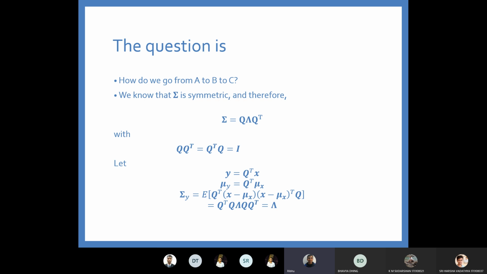So all symmetric matrices can be represented in this form: sigma equals Q lambda Q transpose, where Q is a matrix containing the eigenvectors of sigma, lambda is a diagonal matrix containing the eigenvalues, and Q transpose. Q is such that Q transpose Q equals Q Q transpose equals the identity. This is called a unitary matrix or an orthonormal matrix. Unitary is in terms of complex matrices. So this is an orthonormal matrix.